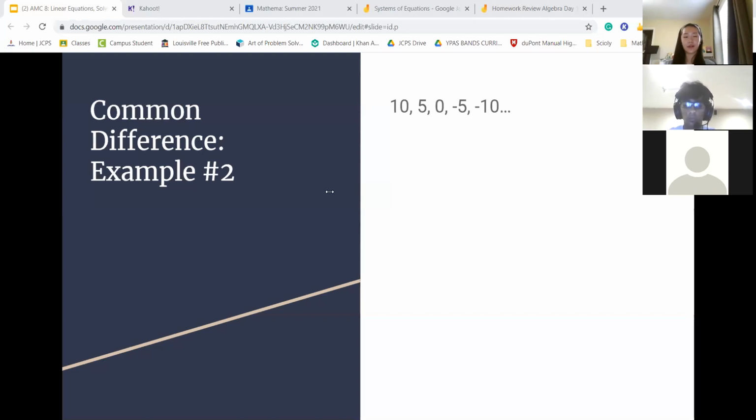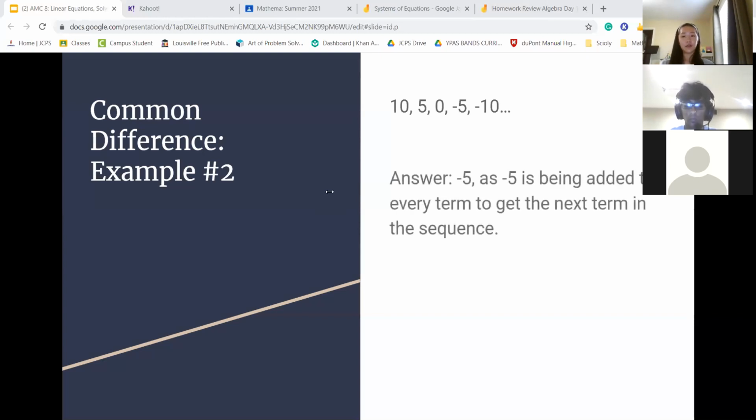Okay, so I see a lot of -5s, and you guys are correct. So -5 is the number being added to each term to get the next term in the sequence. So that's why it's -5.